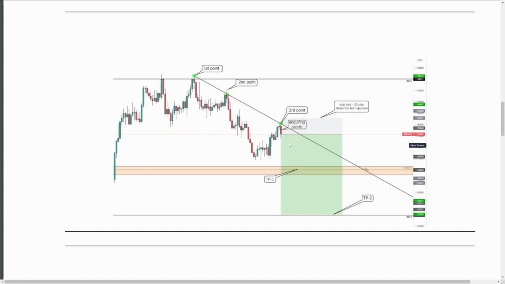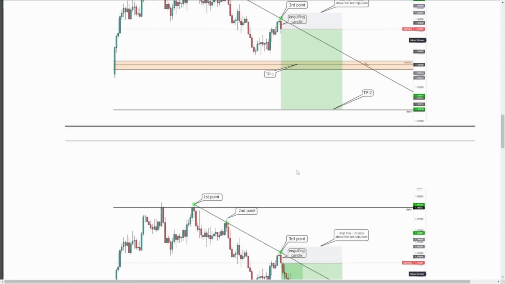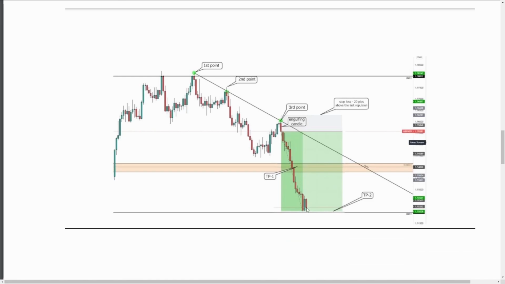As I have already told you, the first take profit is in the area around the weekly level, and the second take profit is 200 pips below a daily level. Stop loss, we measure 20 pips over this third repulsion and put it there. Here you see the profit is many times bigger than the stop loss.